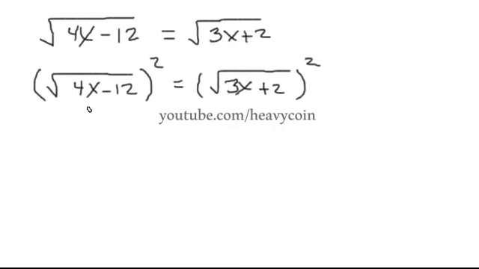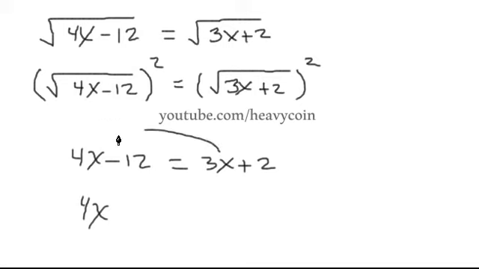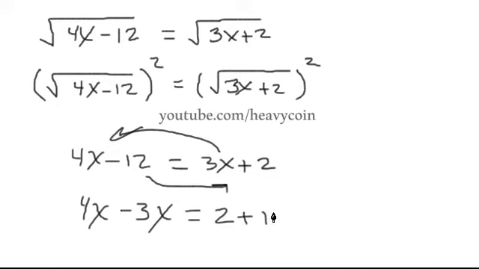So when we square, the square root falls out somewhere down into the abyss. I don't know, it disappears to the ether. Okay, so we've got rid of our radicals, and now it's just a matter of solving this linear equation. And so I'm going to bring this 3x over, and when I do, it becomes a minus 3x, and then I'm going to bring this 12 over here, and so we have 2 plus 12.